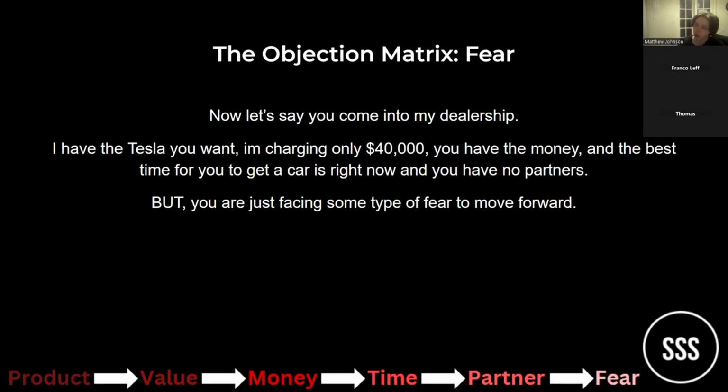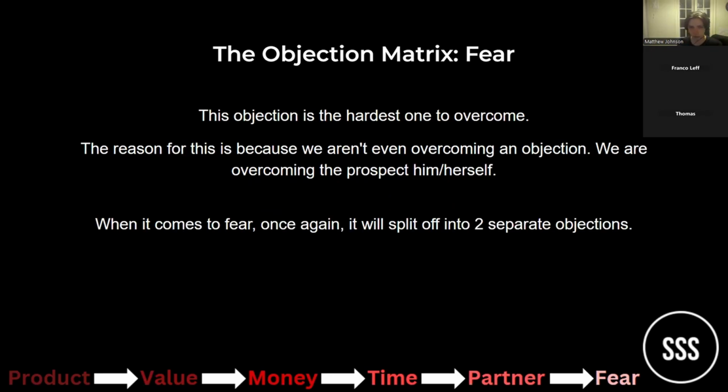So this one, once again, you're back at the dealership, and here I have the Tesla you want. I'm charging 40 grand. You have the money. It's the best time for you to get it, and you have no partners in your decision-making process. But you're just facing some type of fear to move forward. Okay? This objection is the hardest one to overcome because it's not an objection. The fear objection is the prospect objecting to him/herself.